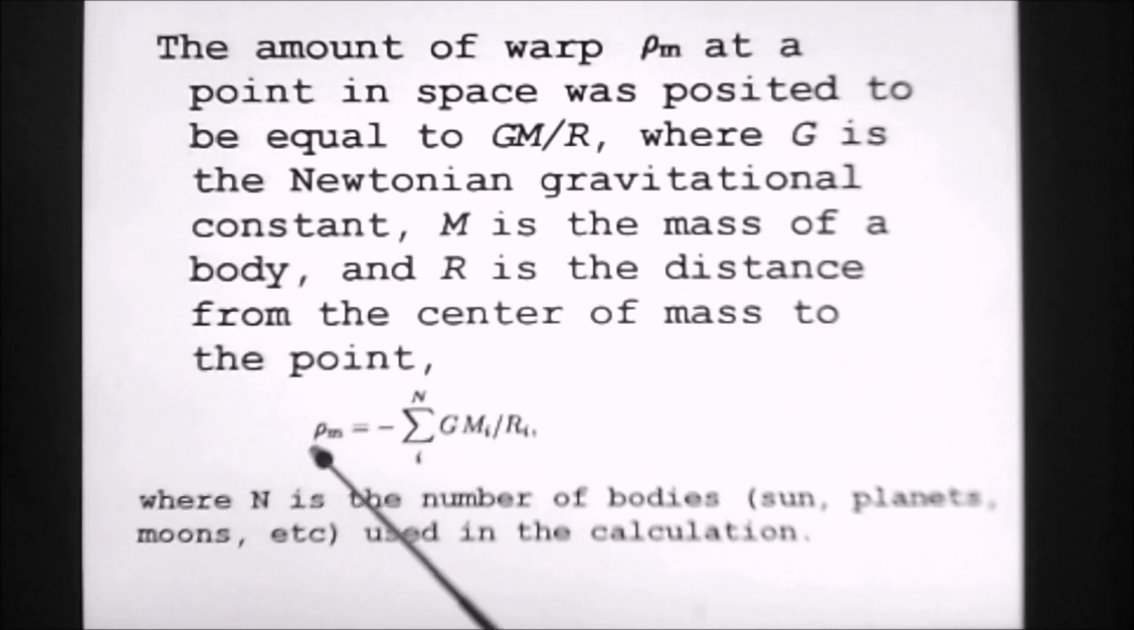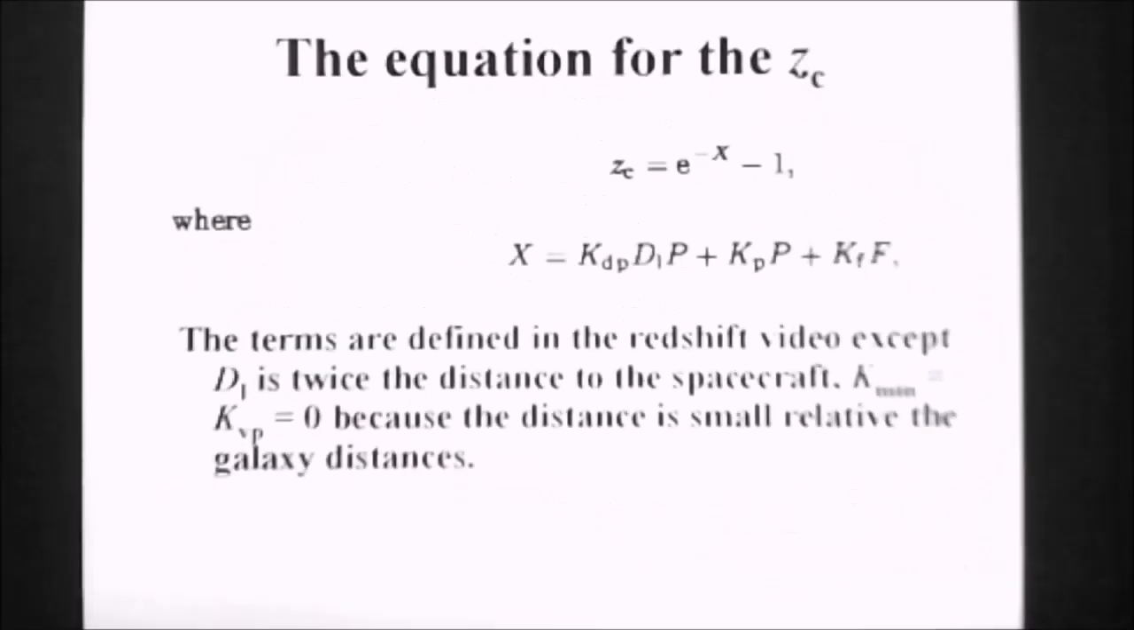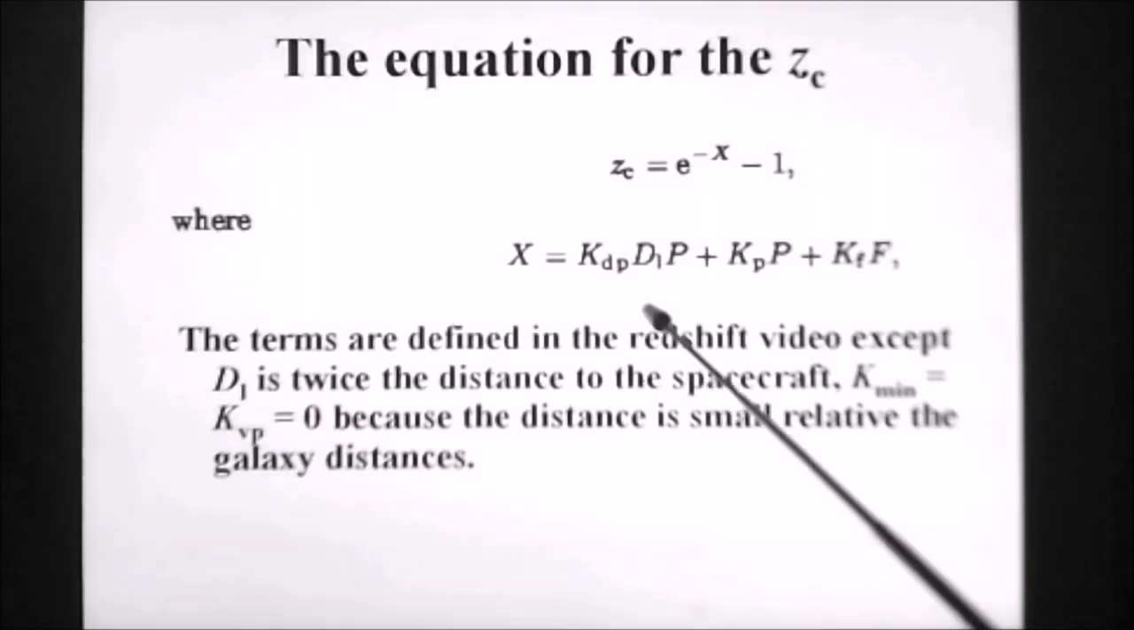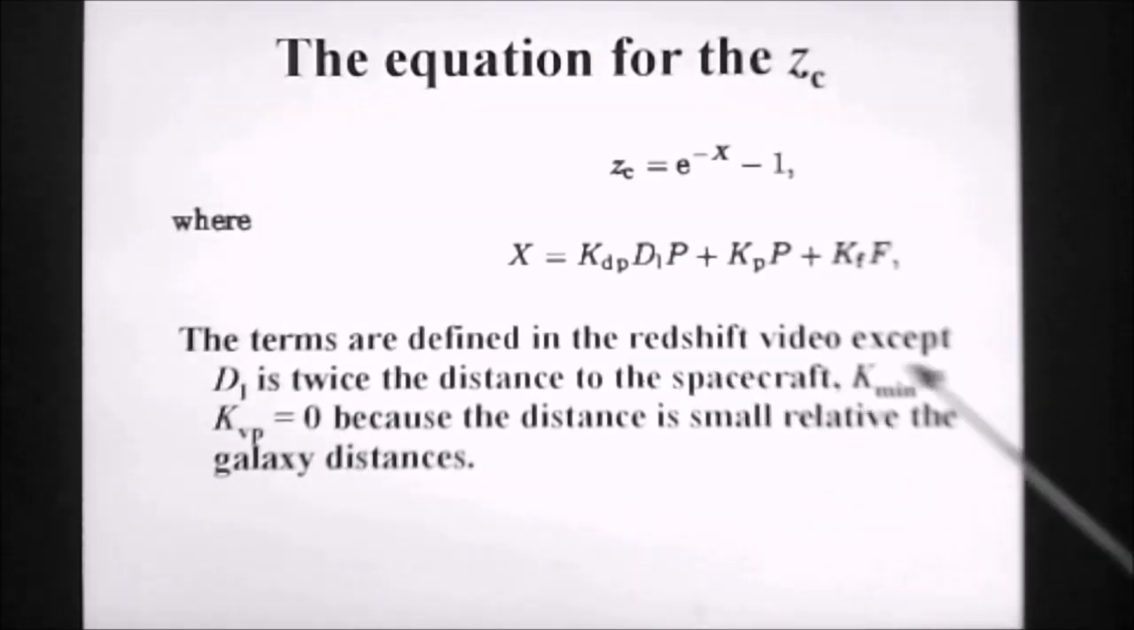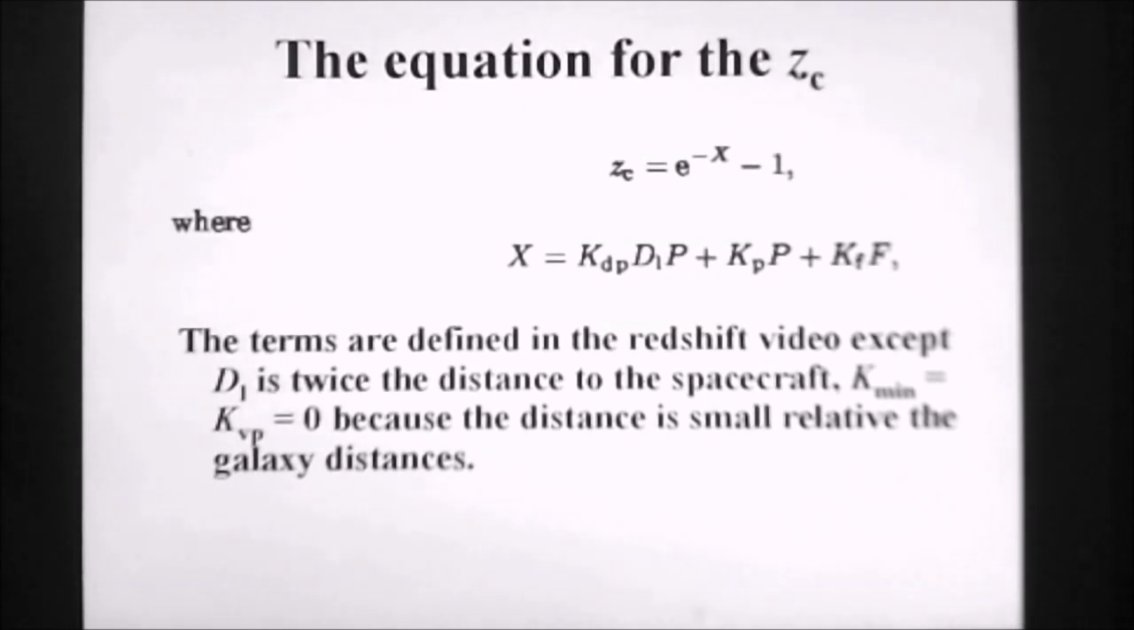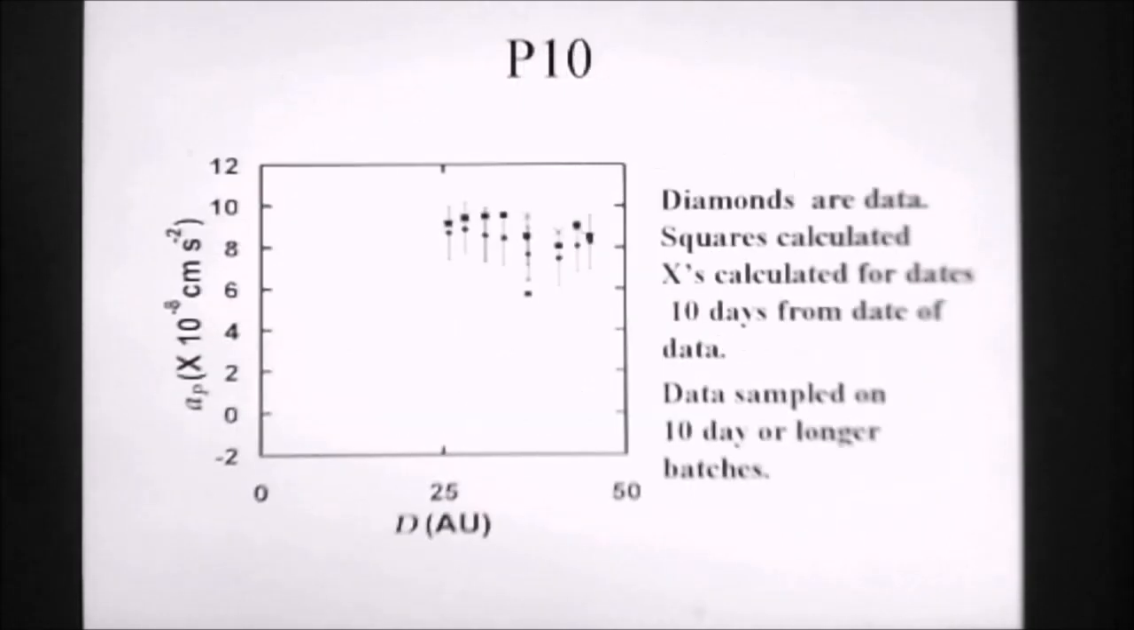And to get rho at a given point, you sum over all masses. The equation for the calculated redshift is as in the galaxy redshift. The terms are defined in the redshift video, except for DL, which is twice the distance, and two of the terms are zero because the distance we're concerned about here is small relative to galaxy distances.